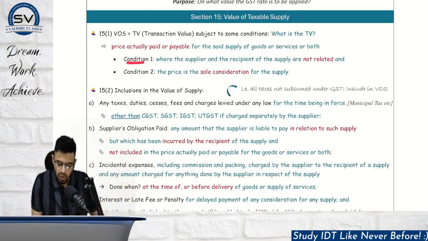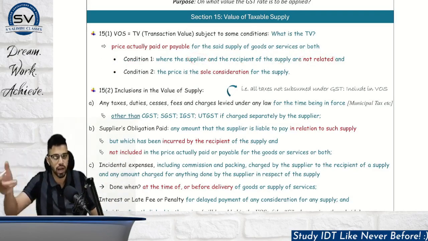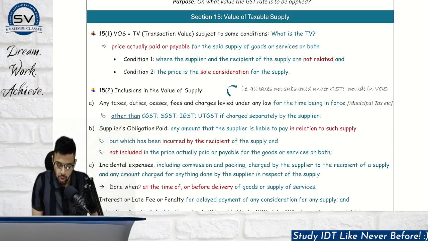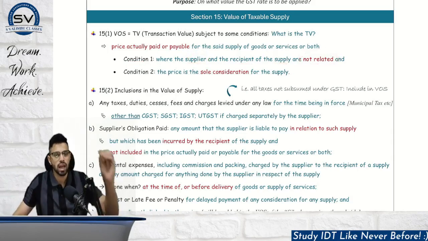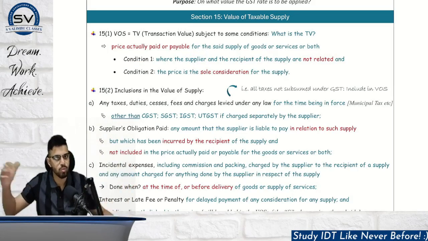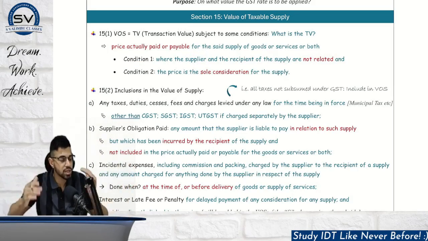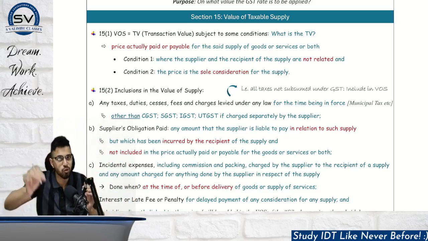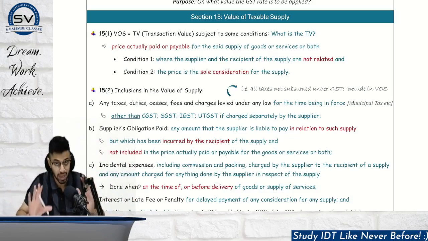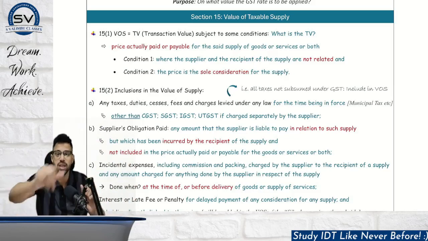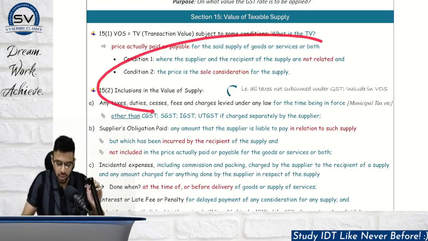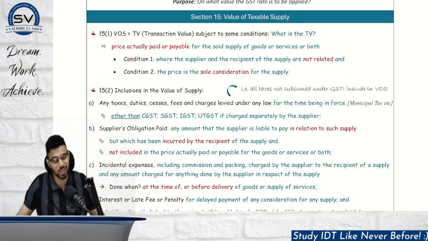Condition number 1, where the supplier and recipient of the supply are not related. Not related, we have already covered in chapter number 1. So where the supplier and recipient of the supply are not related. Now let's say if there is one student who happens to be my relative, chances are that GST law assumes that I will not charge the full value to that person. Chances are, in reality, I may be charging him also 5,000 rupees, but GST law will say no, now we are rejecting the transaction price. Please take help of the rules, right? So first condition is they should not be related.